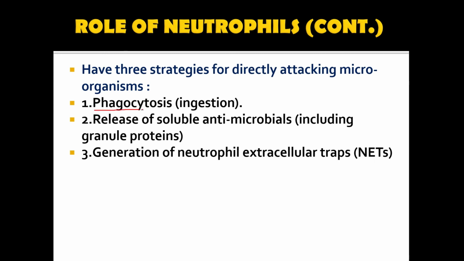First is phagocytosis, that is ingestion of the bacteria. Sometimes it is not possible for the neutrophils to ingest the bacteria because of their large size. So at least what they will do, they will release soluble antimicrobials, including granule proteins that will act on the bacteria, so that at least they can control their function. And the other option is the generation of neutrophil extracellular traps. So phagocytosis, release of soluble antimicrobials, and neutrophil extracellular traps, these are the main ways of targeting.